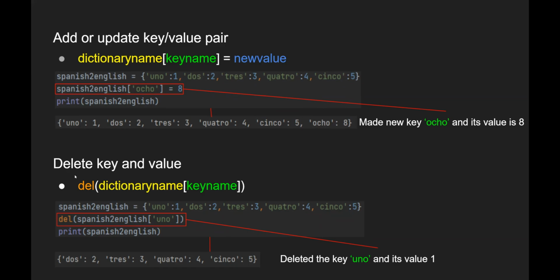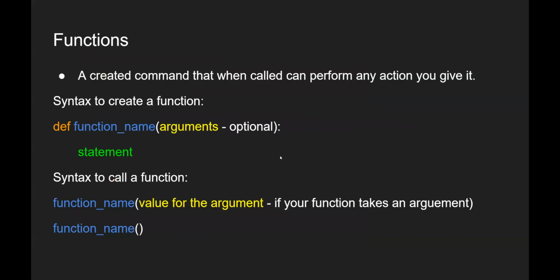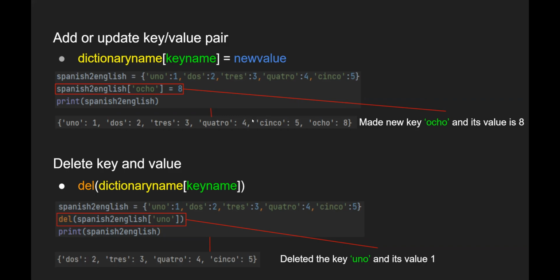And then if we wanted to delete a key and value pair, we have to use the delete keyword, which is del, and then the dictionary name, and then the key name. So if we said del, Spanish to English, and then uno, this key and value pair, uno and 1, should be deleted. So if we print that, it'll be removed and then print the rest. Do you guys have any questions on the dictionary?